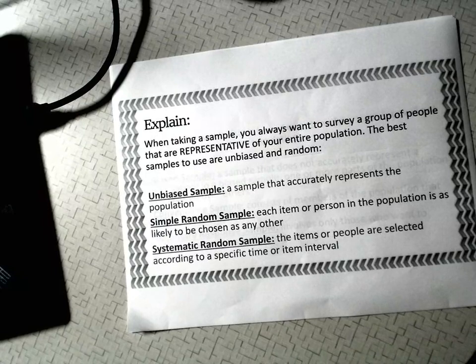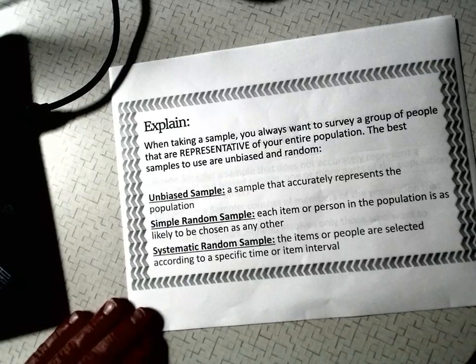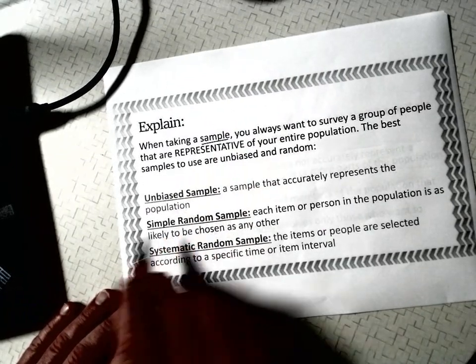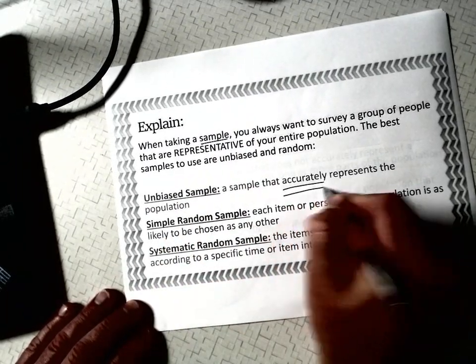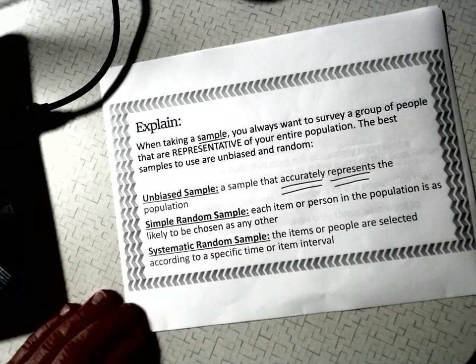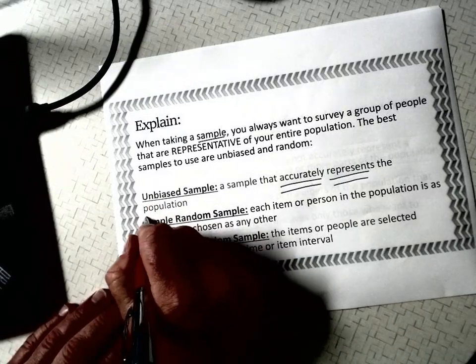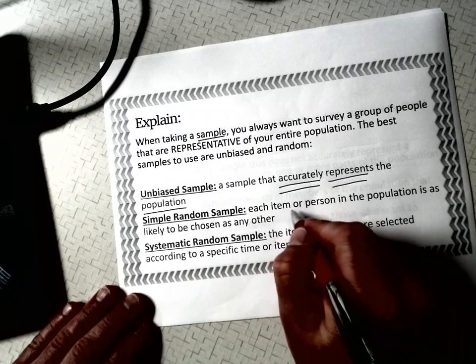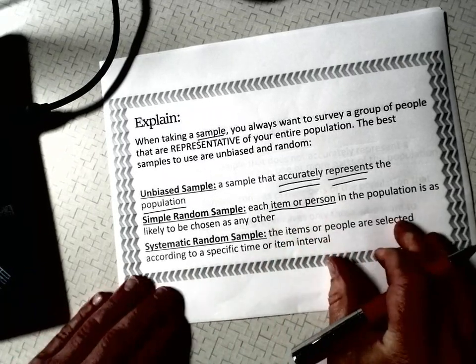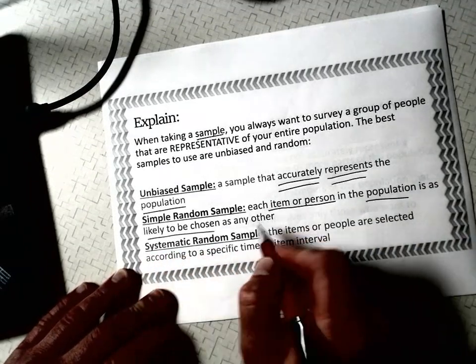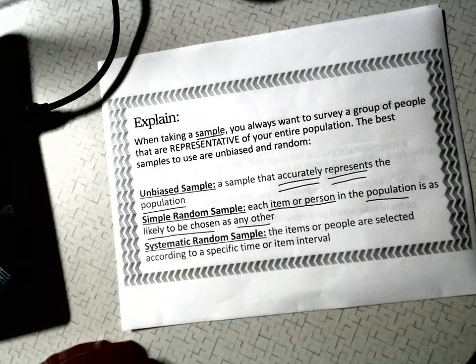Here's some definitions. When you're talking about a sample, an unbiased sample is a sample that is accurate. It represents. Unbiased means it's accurately represented of the population. A simple random sample is each item or person in the population is likely to be chosen as another. So randomly, each person in the survey is likely to be chosen.